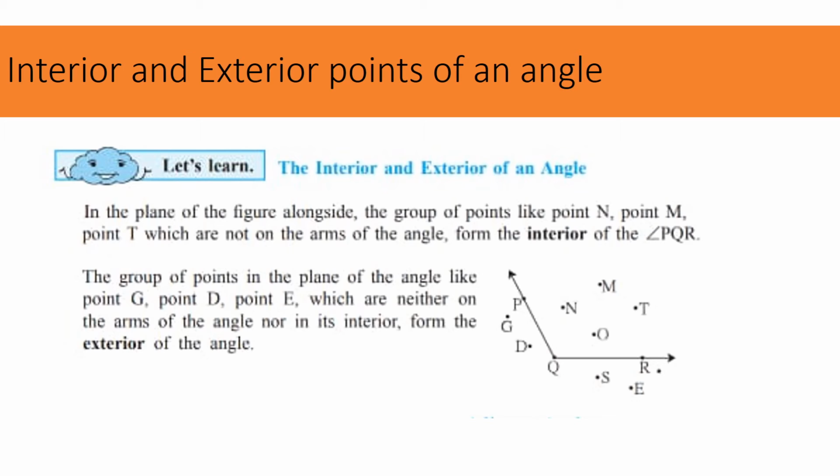The group of points in the plane of the angle like point G, point D, point E, which are neither on the arms nor in its interior, form the exterior of the angle. Exterior का मतलब जो के ना तो आर्म्स पे आने चाहिए, और अंदर भी नहीं होना चाहिए. जो बाहर पॉइंट्स होते हैं they are called as exterior points of the angle. Very simple. Points which are inside are called interior. Points which are outside are called exterior. Points which are on the arms are called points on the angle.